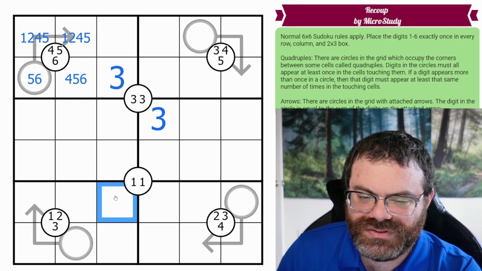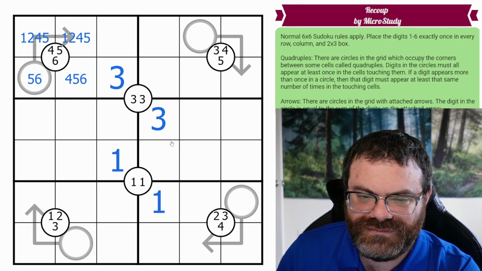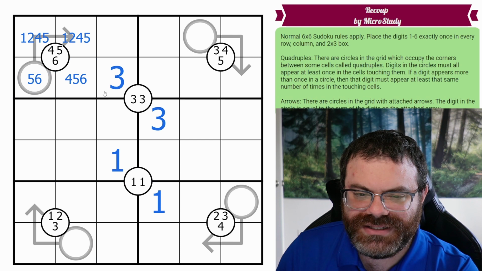This quad needs a 1 in it, so this isn't a 1, so the 2 1s go like that. That was given from the start. I got distracted by this thing.